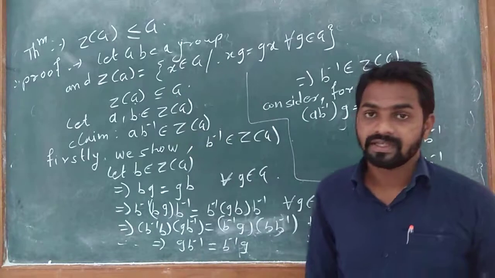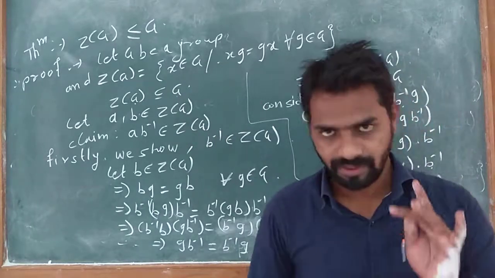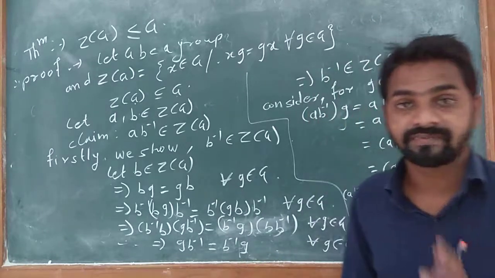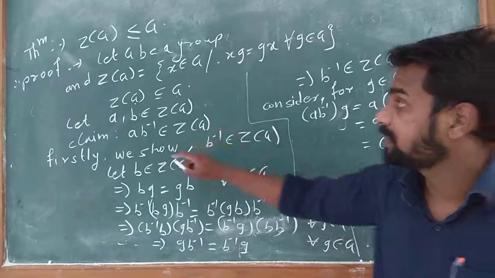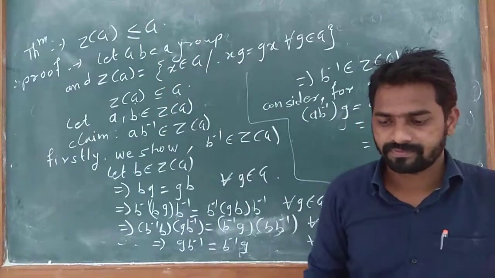By the theorem, if A, B belongs to H, then A B inverse belongs to H, then we can say that H is a subgroup of G. Therefore, by this theorem, we get Z of G is a subgroup of G. Okay.